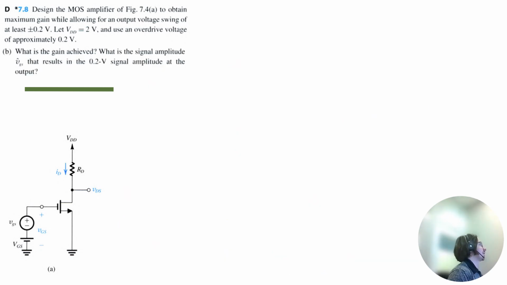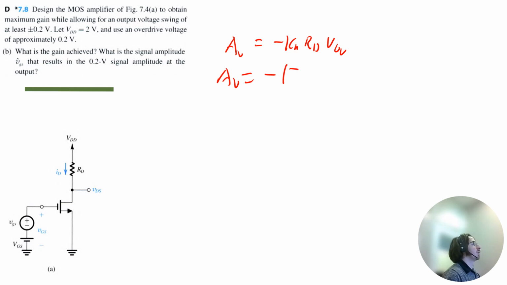Okay, so part B asks, what is the gain achieved? So gain is AV, which is equal to negative Kn times Rd times V overdrive. We already know that Kn times Rd is equal to 79.05, and V overdrive is equal to 0.2. That's equal to negative 15.81 volt per volt.